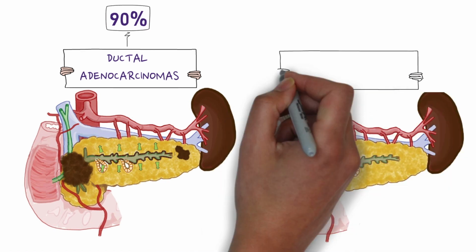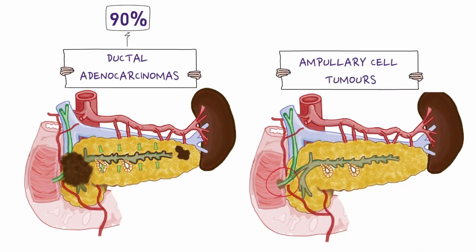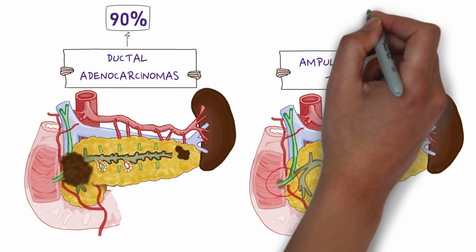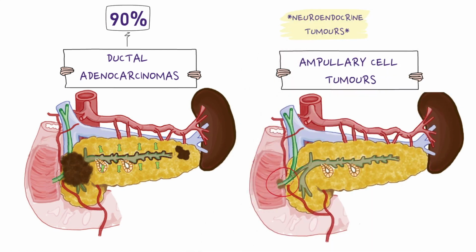Another type is that of ampullary cell tumours, so named as they form around the ampulla ovata, although these are still adenocarcinomas. There can also be neuroendocrine tumours of the pancreas, which are covered in a separate video.